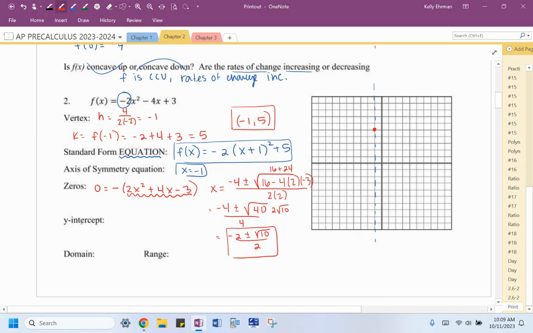For the y-intercept, f of 0 is 0 minus 0 plus 3. So 0, 3 is something we can plot and hop across the axis of symmetry. So there's 3 points. Someone asked in class today, can I just do 3 points? Is that good enough? I would like to see one more set of points just so that you're not trying to figure out what decimal this is.